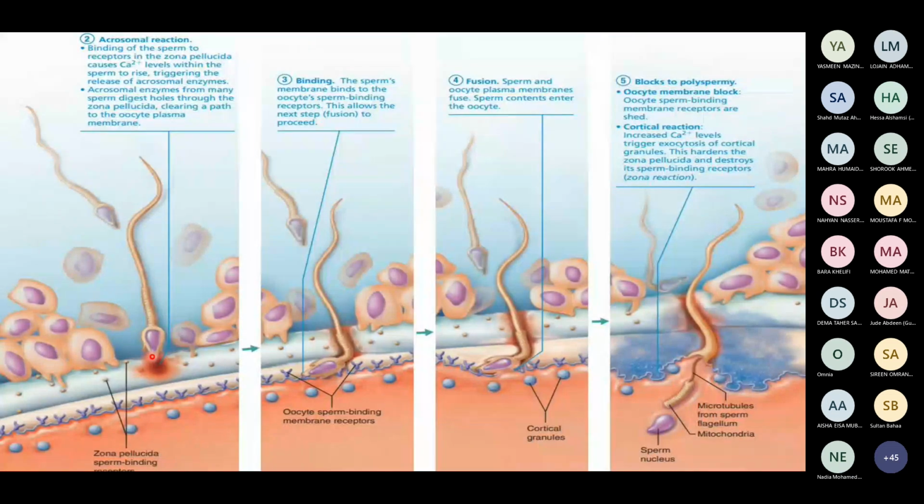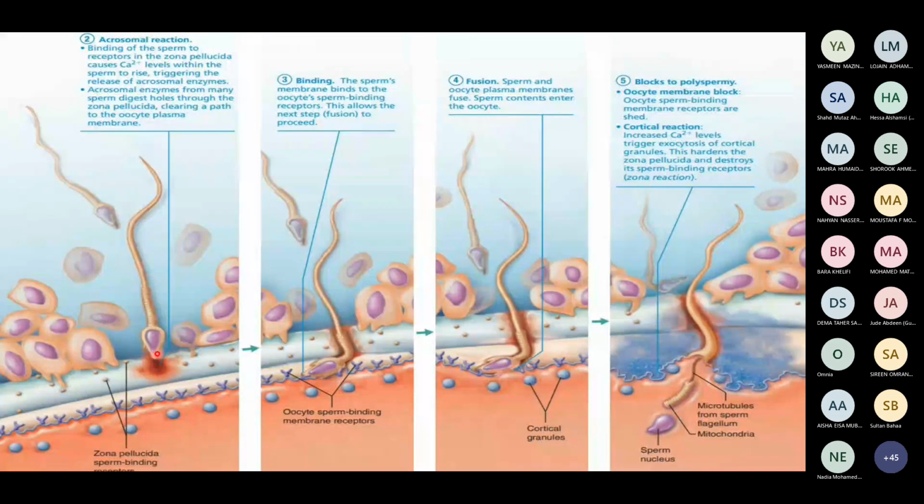So we said that during capacitation, we weaken the membrane and the enzymes are ready to be released. They're not going to be released on their own. They're going to wait until the sperm binds to the zona pellucida, the calcium levels will rise, and then they're going to be released. Once they release, they're going to digest and just eat out the zona pellucida, and they're going to try and reach the cell membrane of the egg or the oocyte.